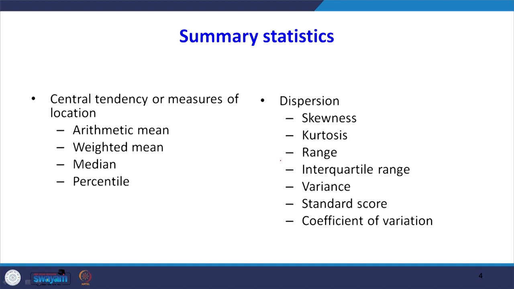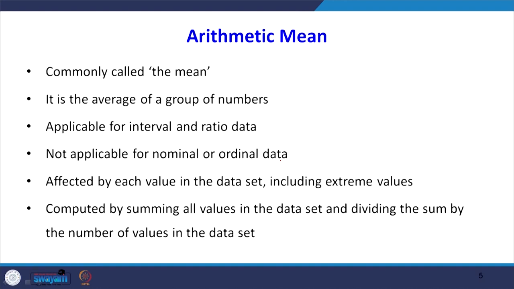Some of the central tendency measures which we are going to see in this lecture are arithmetic mean, weighted mean, median, percentile. In the dispersions we are going to talk about skewness, kurtosis, range, interquartile range, variance, standard score and coefficient of variation. First we will see the first central tendency, arithmetic mean.